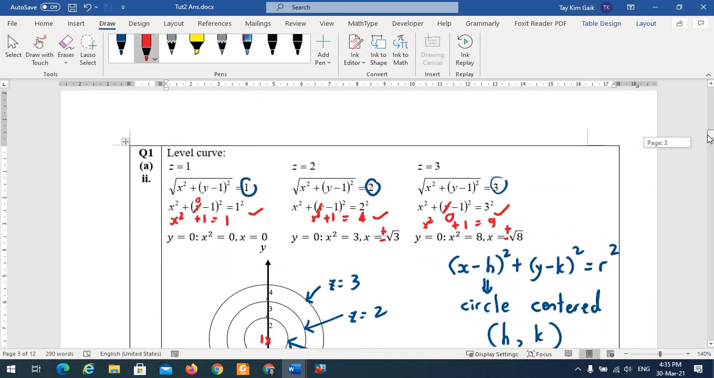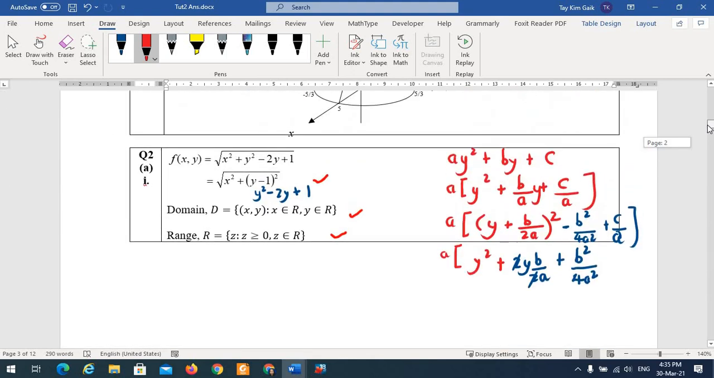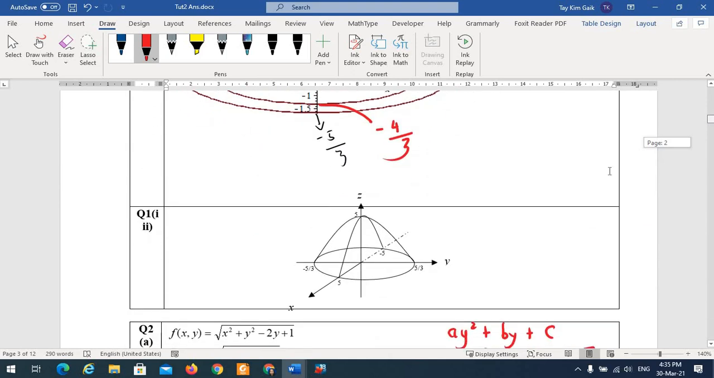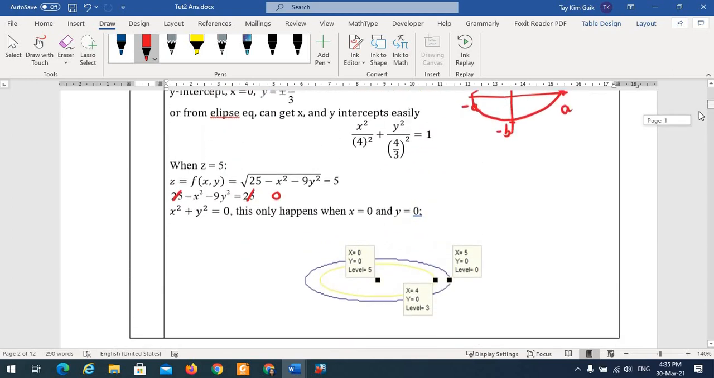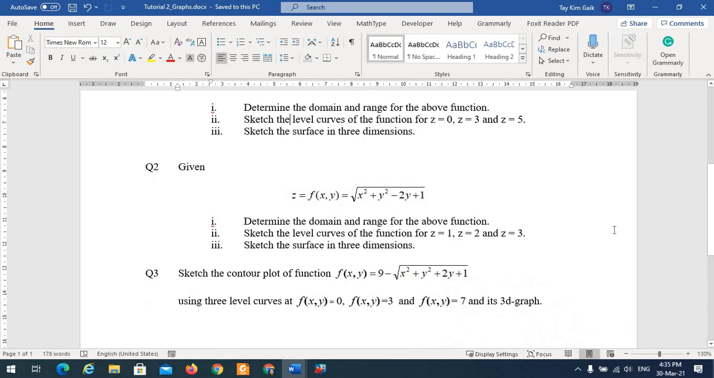Because this is a cone. Compared to here, now you know this is a paraboloid. This one is actually, going back to the question here.